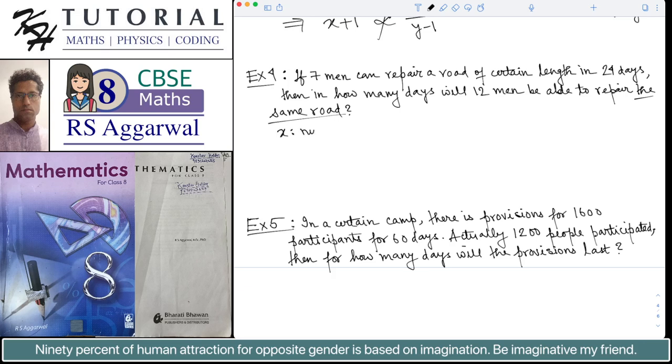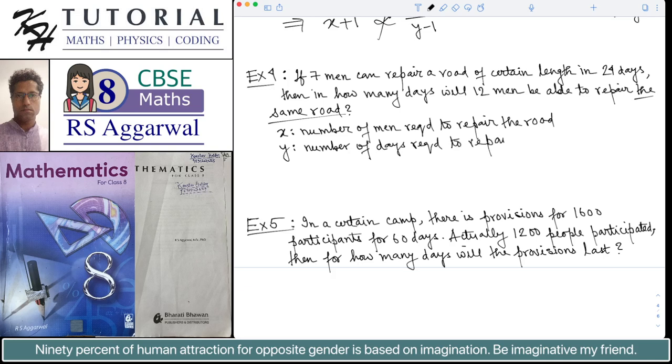x as the number of men required to repair the road and the quantity y to be the number of days required to repair the road, then certainly we can say that these two quantities x and y vary inversely with each other, because since the amount of work is constant, if you increase the number of men, definitely more men will complete the work in less number of days, and less men will complete the same work in more number of days.